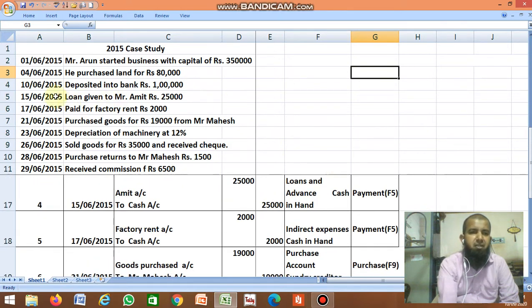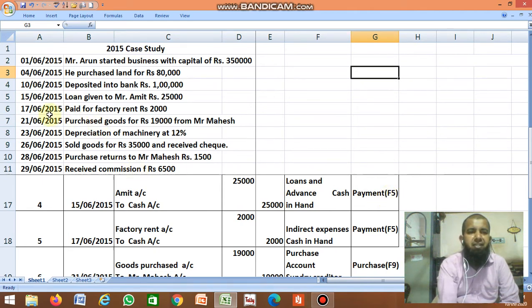Next, on 15/6/2015, loan given to Mr. Amit rupees 25,000. So Amit account is debit 25,000 and cash account is credit. Amit account comes under loans and advances group, and cash account comes under cash in hand, and the voucher is payment because he paid the full amount.